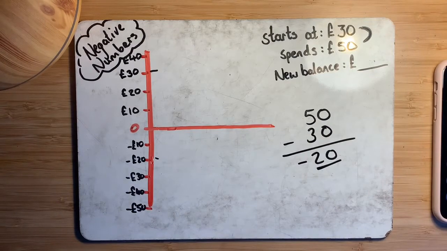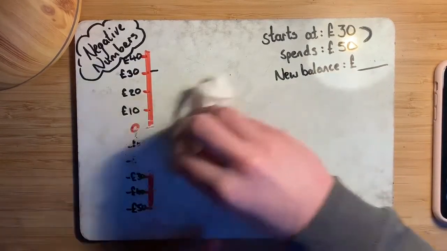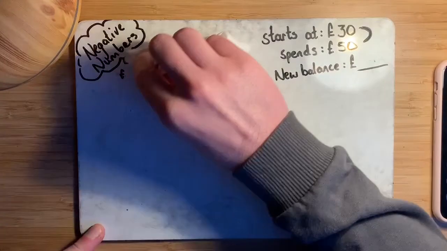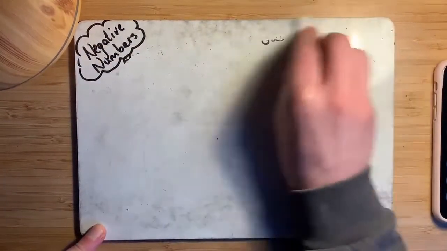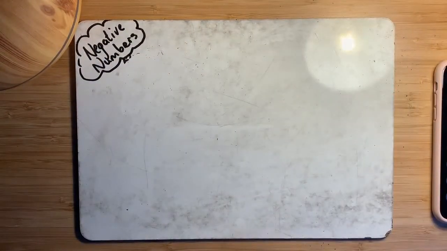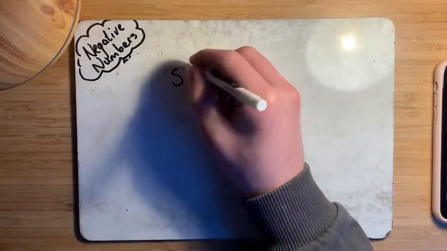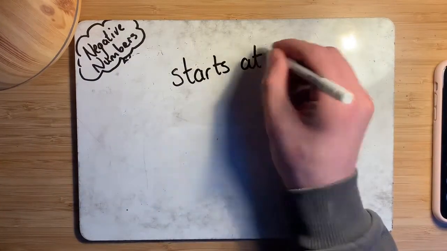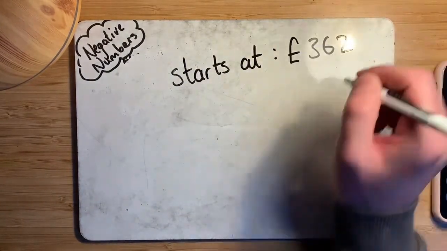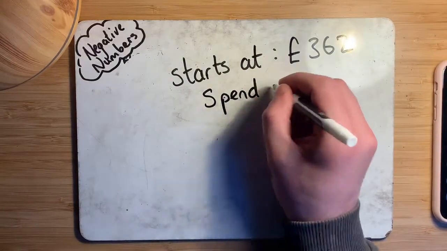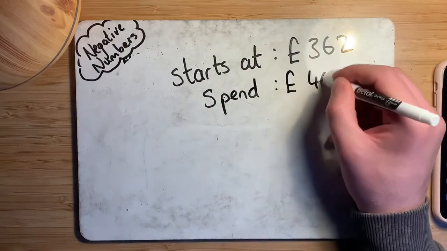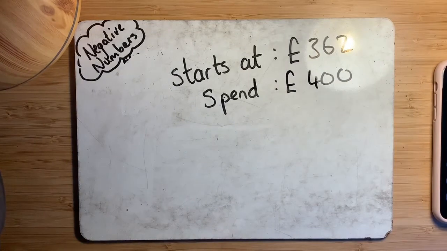And with that in mind, let's just forget this little graph over here, and let's make up a new quick problem. Let's say we start at, they've got £362 in the bank, and they spend, let's say, something more than that, let's say they spend £400. So they're definitely going into their overdraft because that's higher than that number.